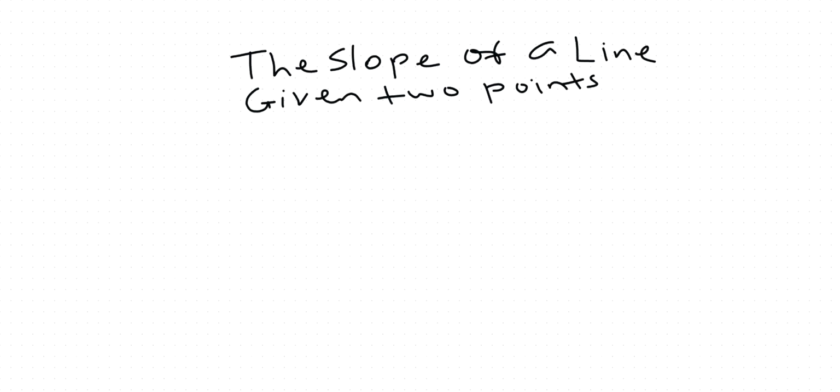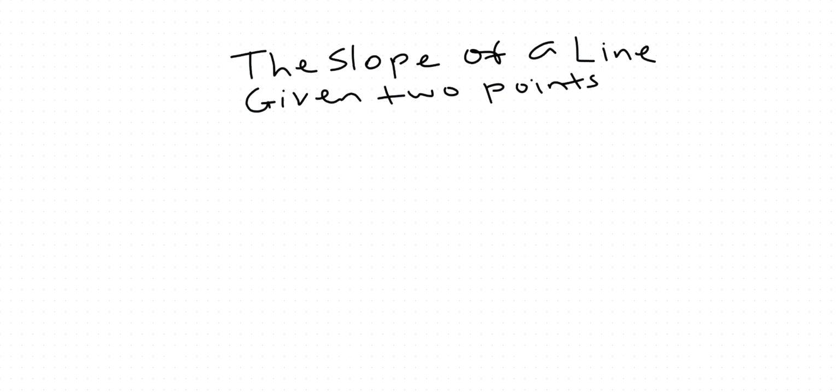Today, we shall be discussing the slope of a line given 2 points. Last week, we discussed the slope of a line using the general equation of a line known as slope-intercept form, which is y equals mx plus b, where m is the slope and b is the intercept. We shall be working on slope given 2 points.